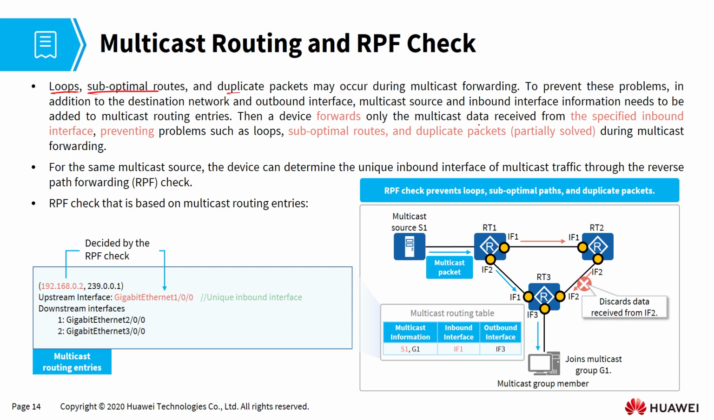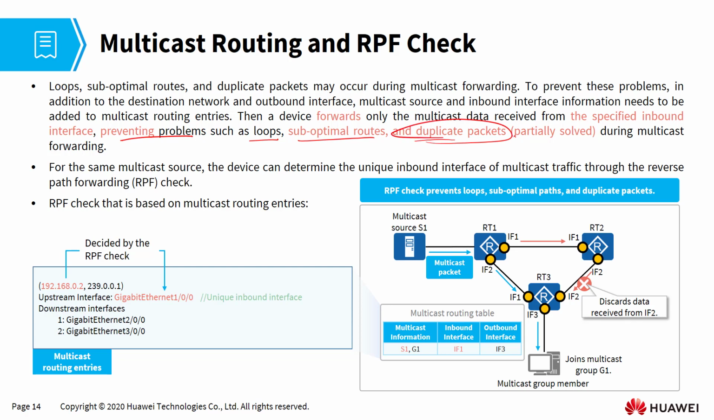And now we are saying in order to solve those problems, we need to add some more information to these two pieces of information that we normally use for normal IP routing. For normal IP routing, the destination network and outbound interface can do us a great job. For multicast routing, we need to know the multicast source and the inbound interface information also. We need to add that information to the multicast routing entries. Then a device forwards only the multicast data received from a specific inbound interface. Now, this goes a long way in preventing problems such as loops, suboptimal routes, and also duplicate packets.